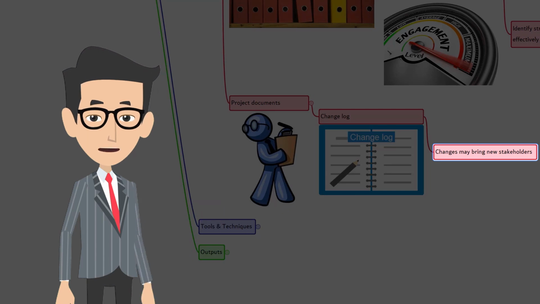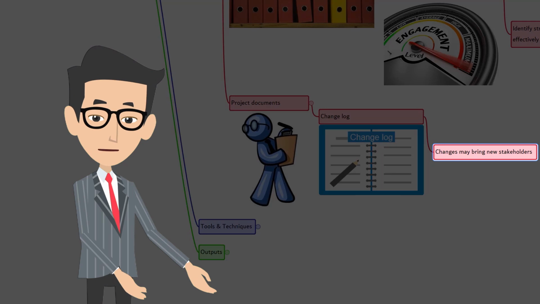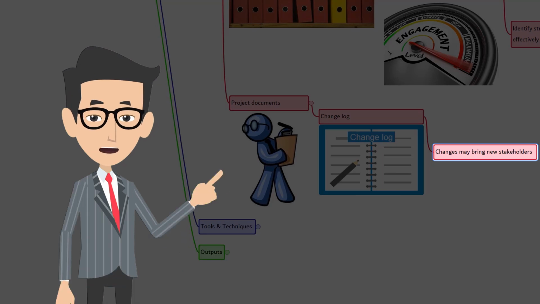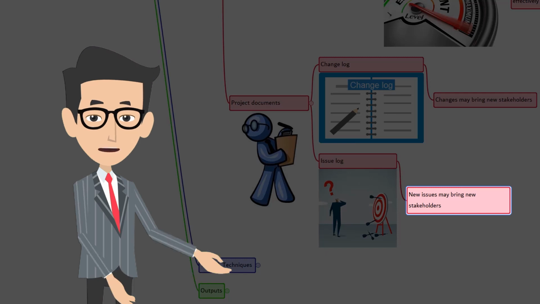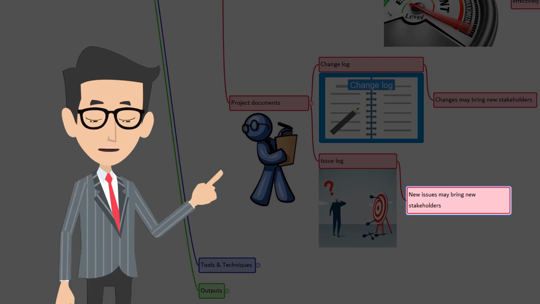Change log contains all requested, approved, and deferred changes. Changes will affect the project, so the project stakeholders. I hope you got it now. Great. New stakeholders may be added and existing stakeholders may be replaced. Issue log. Issues that occurred on a project may introduce new stakeholders or change existing stakeholders.